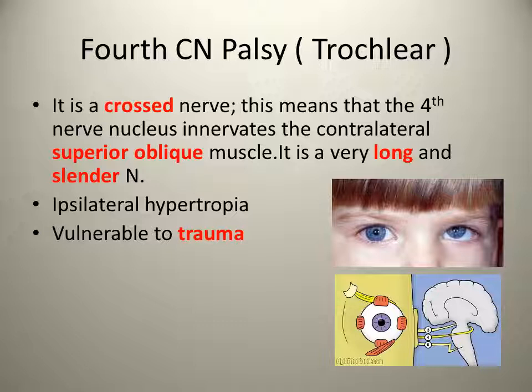So it is a very long and slender nerve, and this makes the nerve very vulnerable to trauma. Trauma, whether direct or indirect injury, is a common cause for fourth nerve palsy. The hallmark of the clinical features of trochlear nerve palsy is ipsilateral hypertropia.